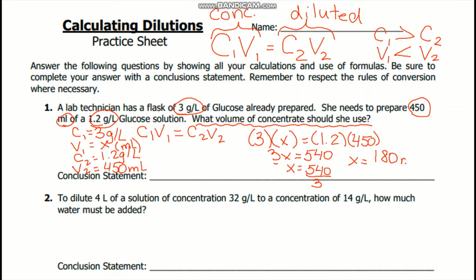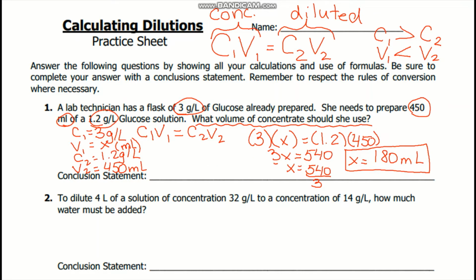180 milliliters. It's always a good idea to highlight, put a box or circle your answer so that way it is visible to the person who's grading your work. And therefore, we solved our first equation. So what does this actually mean scientifically?